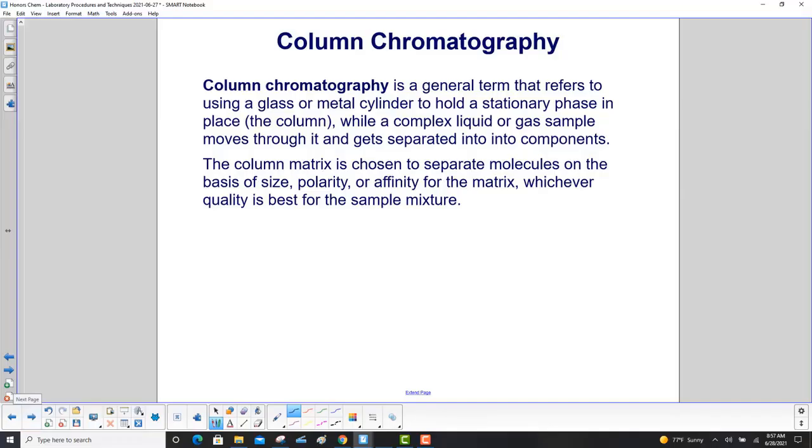Column chromatography is a general term. It refers to using a glass or metal cylinder to hold a stationary phase in place. That's called the column, while a complex liquid or gas sample moves through it and gets separated into its components. The column matrix is chosen to separate molecules on the basis of size, polarity, or affinity for the matrix, whichever quality is best for the sample mixture.